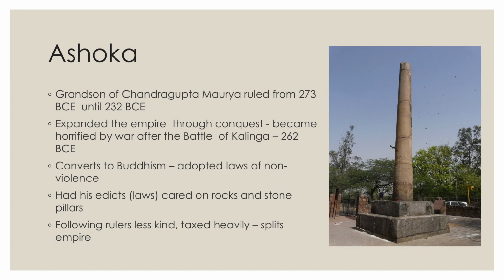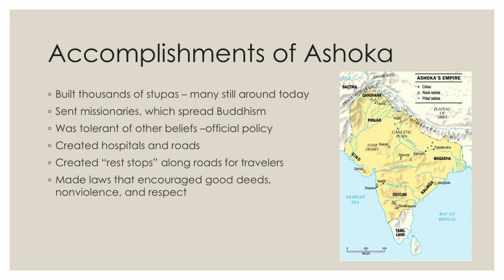He had his edicts, or laws, carved into rocks and stone pillars that were placed around the empire. Some of them still survive to this day. He continued the efficiency of the empire that had previously been in place, and he became more well-known as a peaceful ruler than as a military expansionist. However, following his death, the rulers that came after were less kind and taxed heavily, which split the empire, leading to its decline.